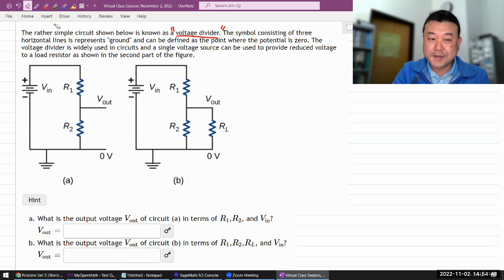So as the question says, this rather simple circuit is known as a voltage divider. The symbol consisting of three lines, that's the reference for ground.